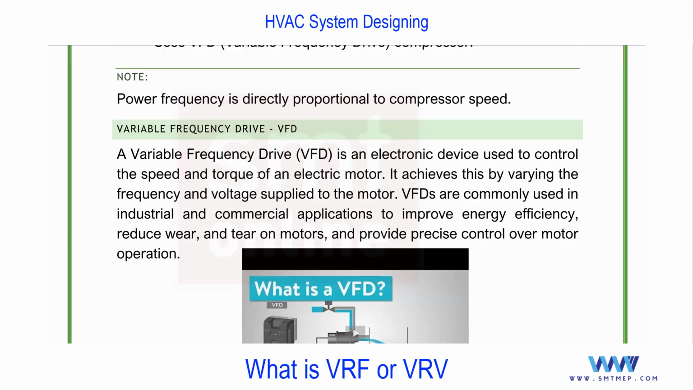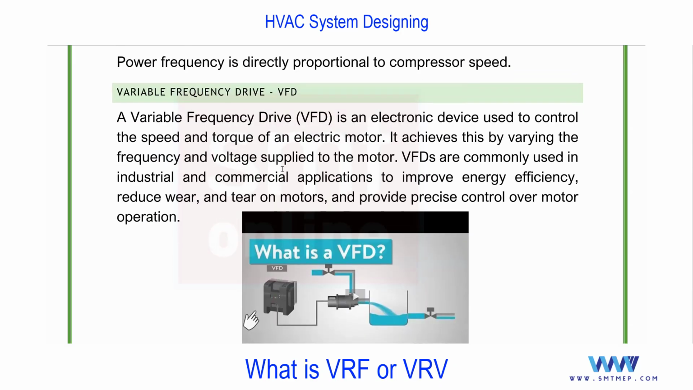So you see, a variable frequency drive, VFD, is an electronic device used to control the speed and torque of an electric motor. And this can be achieved by varying the frequency and voltage supply to the motor. VFDs are commonly used in industrial and commercial appliances to improve energy efficiency, and now in the market in HVAC and plumbing, not commonly in firefighting, because in firefighting we are not talking about running cost.